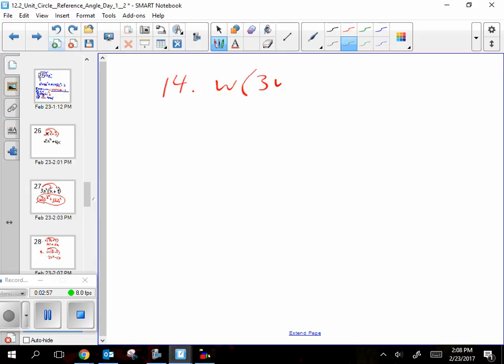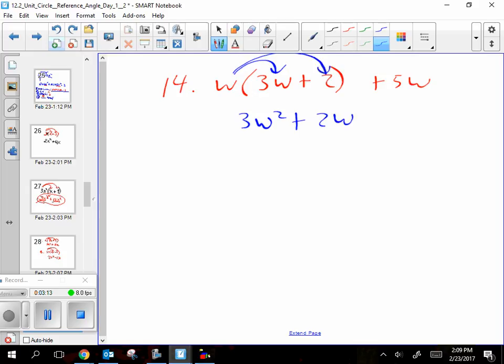w times 3w plus 2, plus 5w. Well, there are so many things to do in this. Let's do them in order. This times this, 3w squared. This times this, 2w. Do I take the w and multiply it by the 5w? Yes or no? No, you don't, because that w is only being multiplied by what's in the parentheses. So this just comes straight down. Now that can go with that because they're like terms.